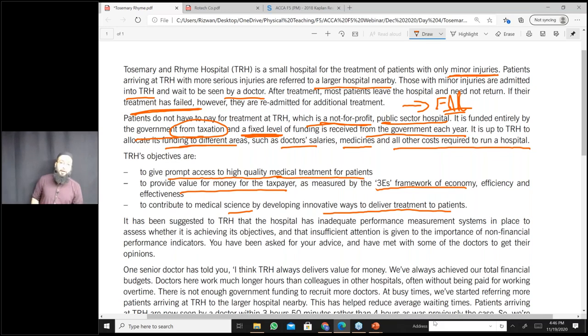So there are 3 objectives. Number 1, to provide high quality treatment. Number 2, to achieve VFM. Number 3, to bring innovation in treatments.